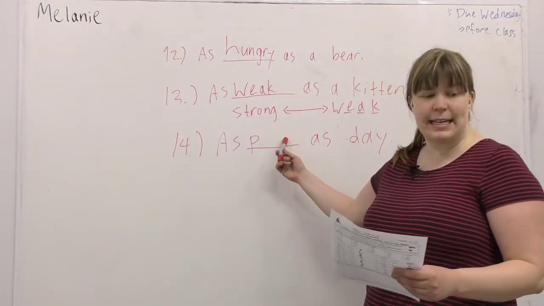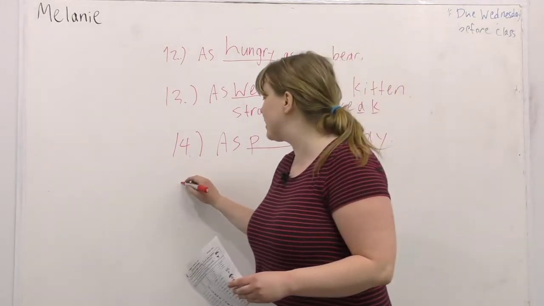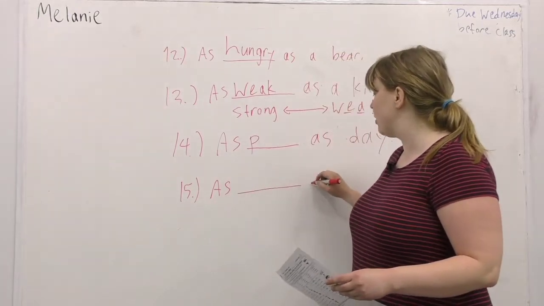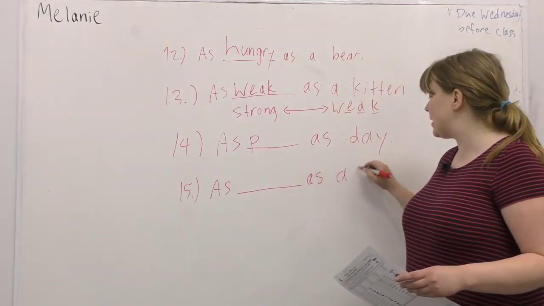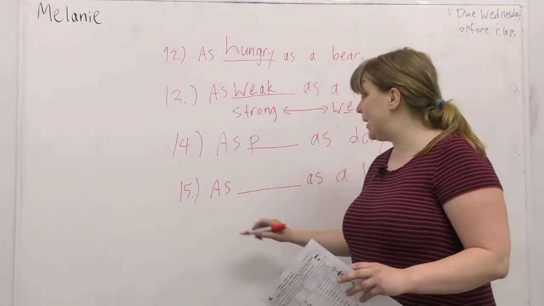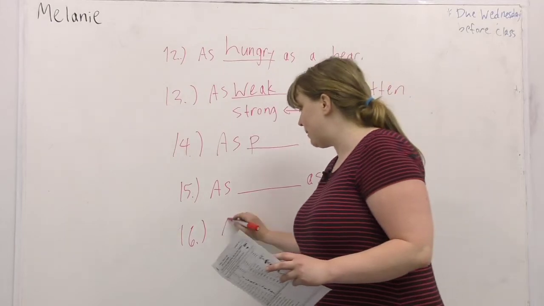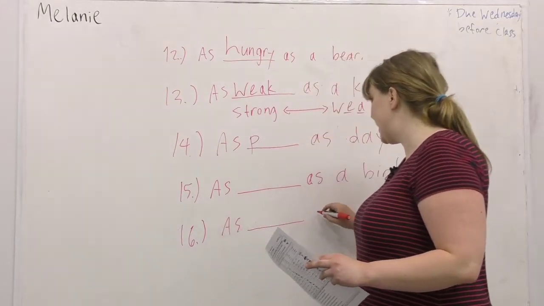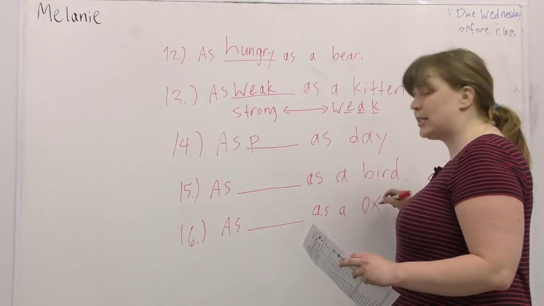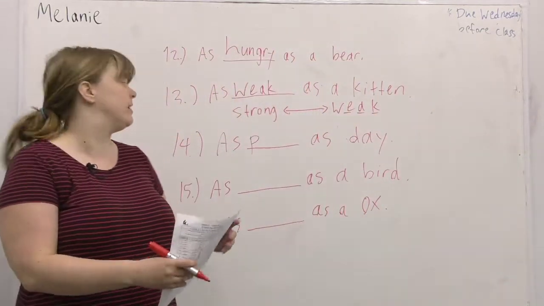And number 14, I'm going to let you figure that out. And number 15, I'm going to write out. So number 15, I taught you earlier as a bird. Okay. And 16, let's see, what do we got? Okay. This one I didn't teach you. I wish I did because it's kind of common. As something as an ox. An ox is a big cow, essentially.